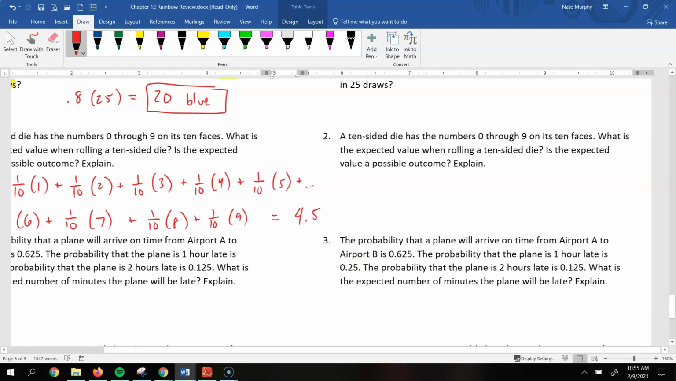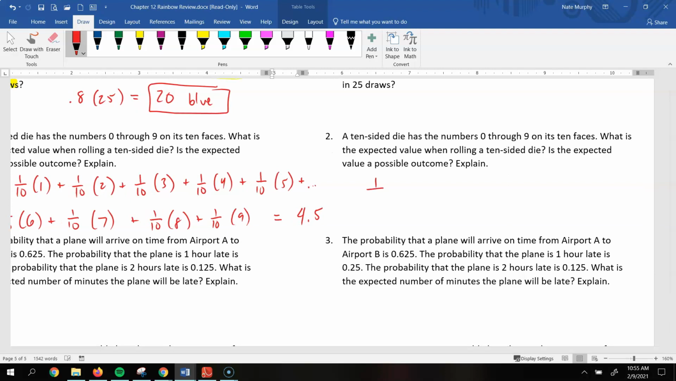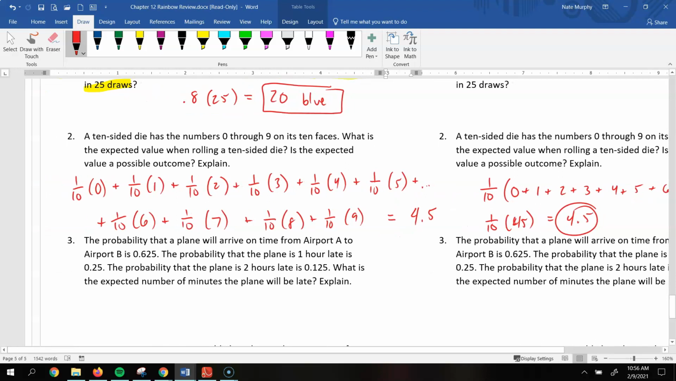I'm just going to do it over here. If you notice, every single one of those has a 1 in 10 chance. They're all equally likely, and you have the numbers 0 through 9. So you could just add the numbers 0 through 9 together and get 45. And 1/10 of 45 would be 4.5. Personally, that's the way I would do it, because I think that's a lot easier. But either way, you're going to get the same answer for number 2. So number 2, you get 4.5.